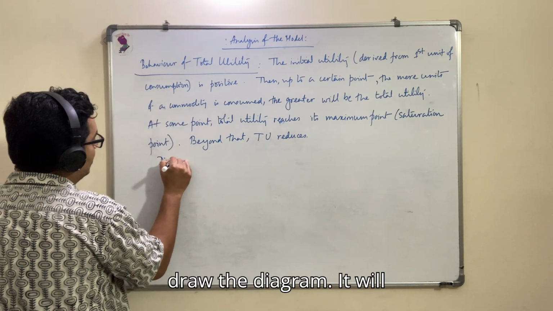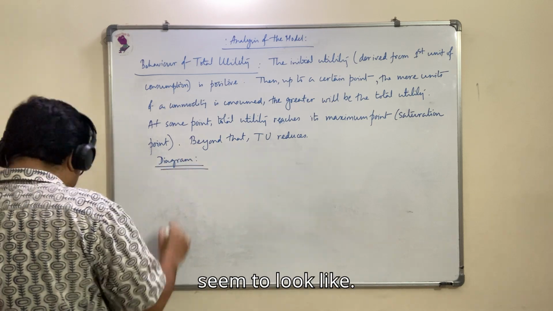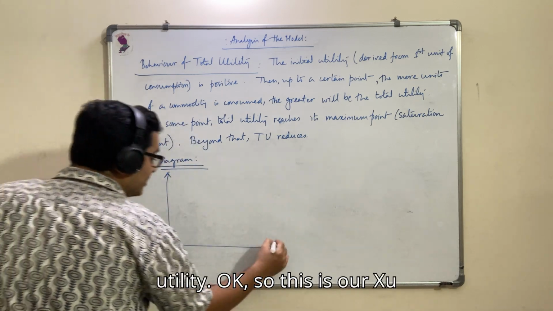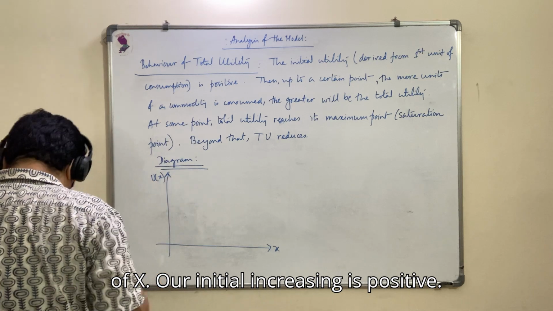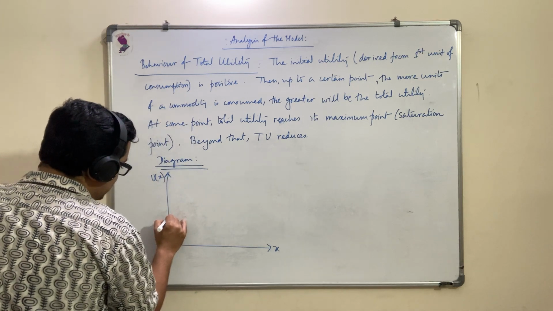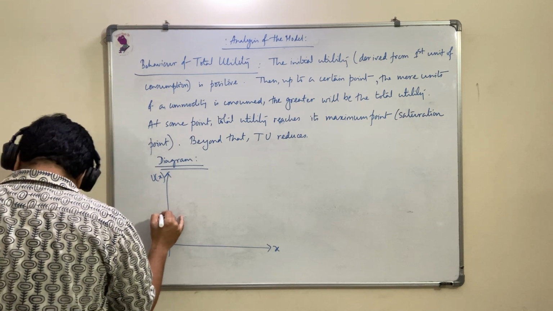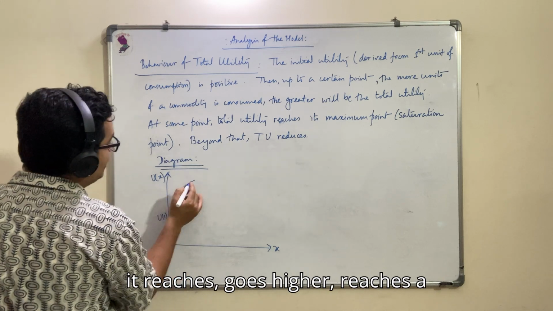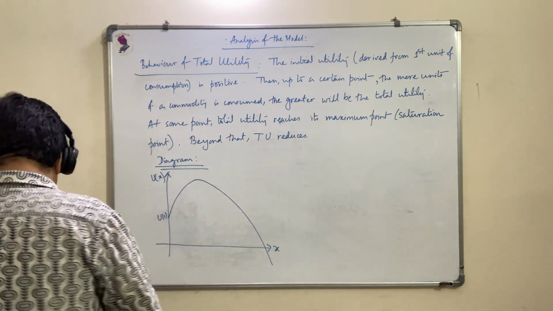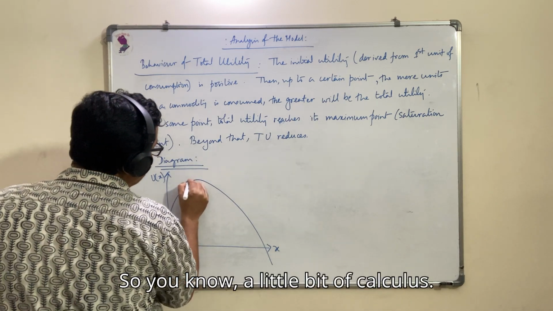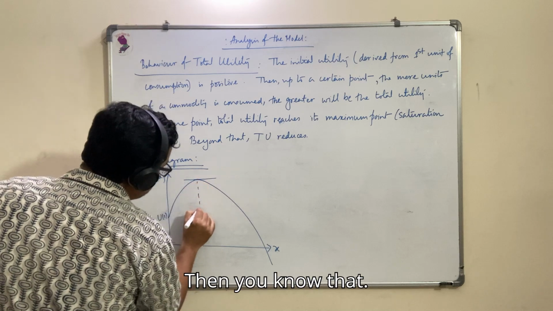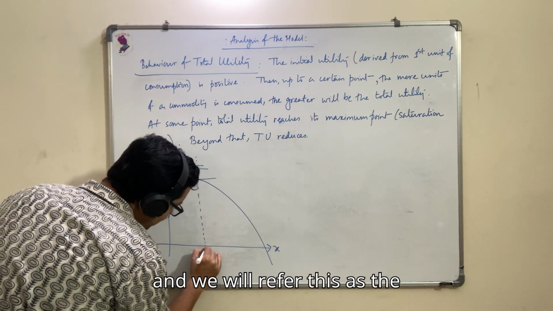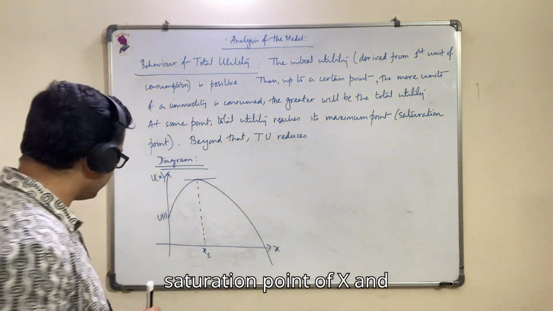So if you were to draw the diagram, it will simply look like this. So initial utility, okay, so this is our x, u of x. Our initial utility is positive. So let's say this is our utility of the first unit. Then it goes higher, reaches a maximum and reduces. Right. So if you know a little bit of calculus, then you know that this tangent is a horizontal line, and we will refer to this as the saturation point of x.